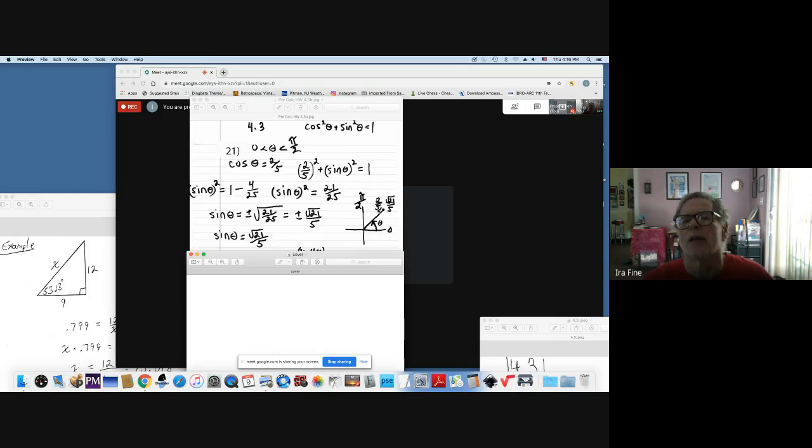The 2/5, for the cosine, that's the x value. But the y value is going to be the sine, and that's going to be positive radical 21 over 5. Okay, so that's how you do a problem like that.